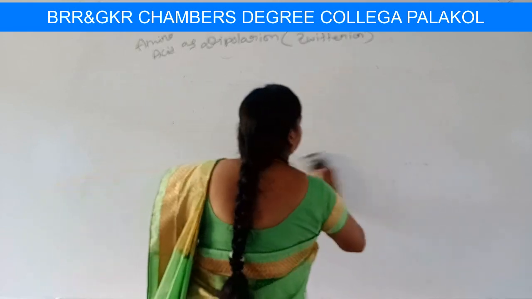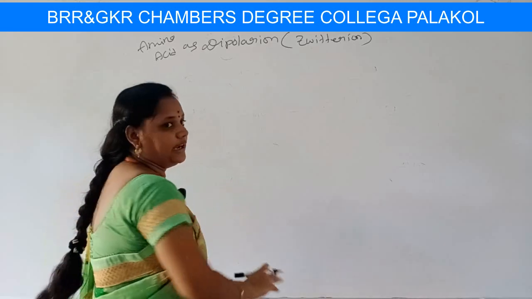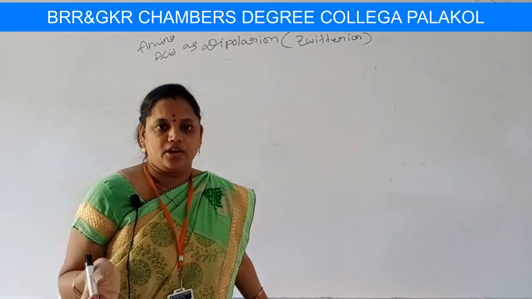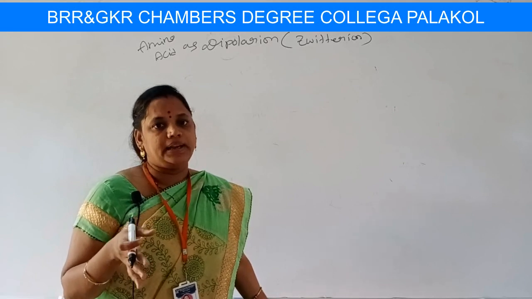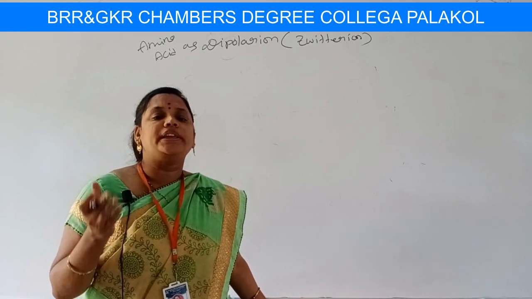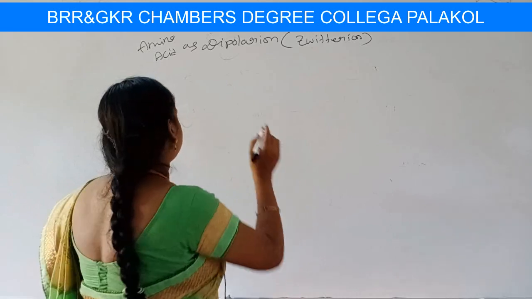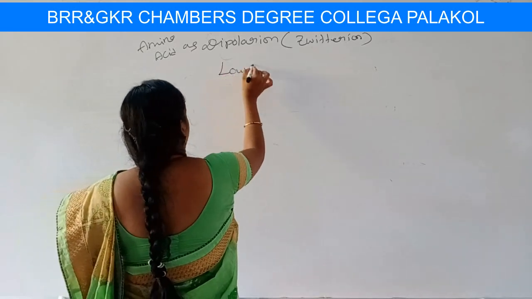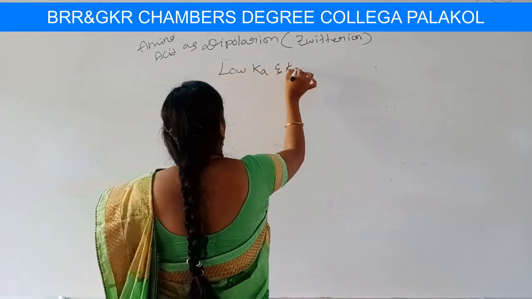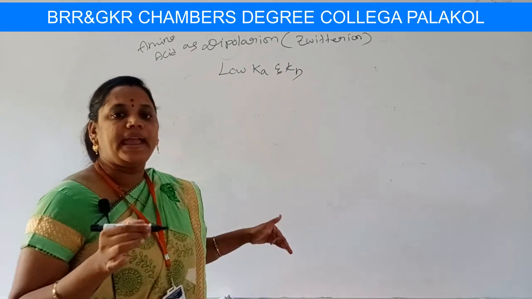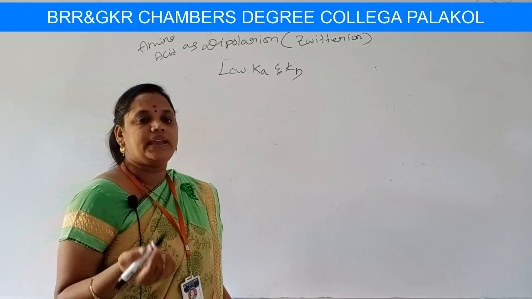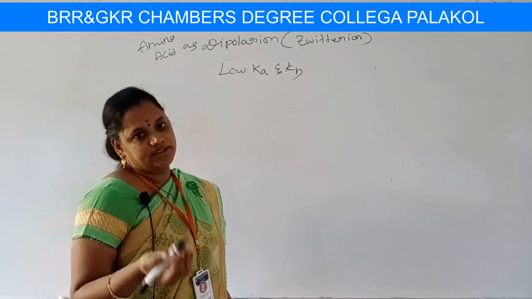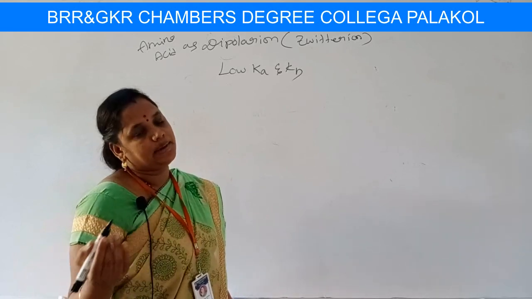Another important point of a Zwitter ion, dipolar ion, is that it has low Ka and Kb values. Ka is the acidity constant, Kb is the basicity constant. It has low Ka and Kb values.